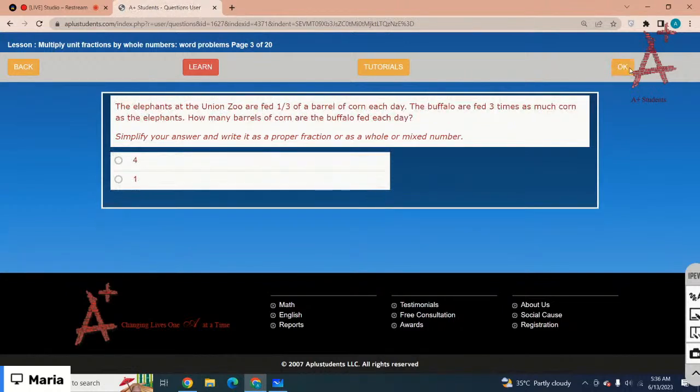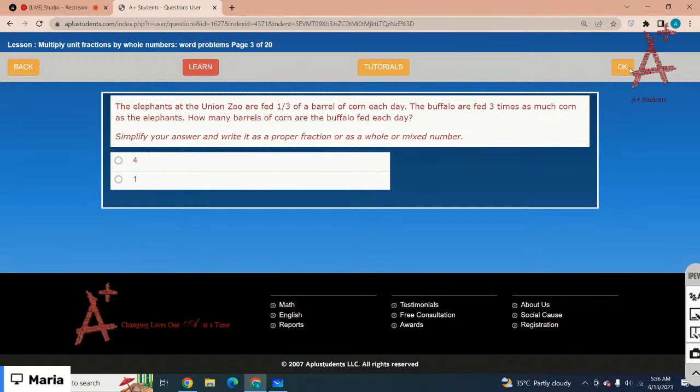Okay, the next one is: the elephants at the Union Zoo are fed 1/3 of a barrel of corn each day. The buffalo are fed 3 times as much corn as the elephants. How many barrels of corn are the buffalo fed each day? Okay, I'll explain the next one, don't worry.